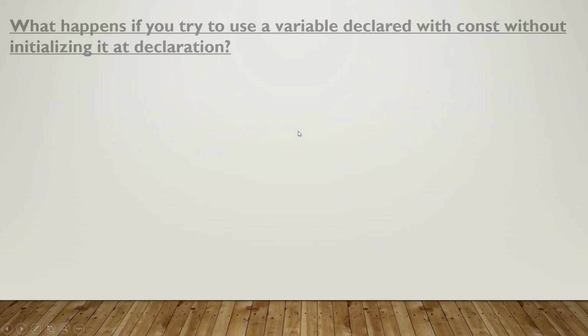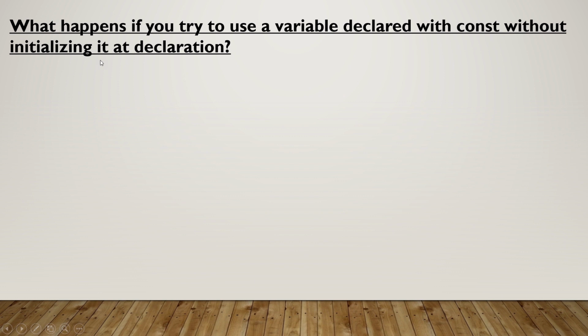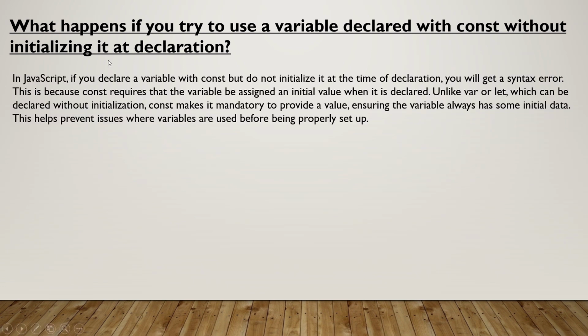Now moving to the next question. What happens if you try to declare a variable with const without initializing it at declaration? In JavaScript, if you declare a variable with const but do not initialize it at the time of declaration, you will get a syntax error. This is because const requires that the variable be assigned an initial value when it is declared. Unlike var and let, which can be declared without initializing, const makes it mandatory to provide a value. It ensures the variable always has some initialized data. This helps prevent issues where variables are used before being properly set up.